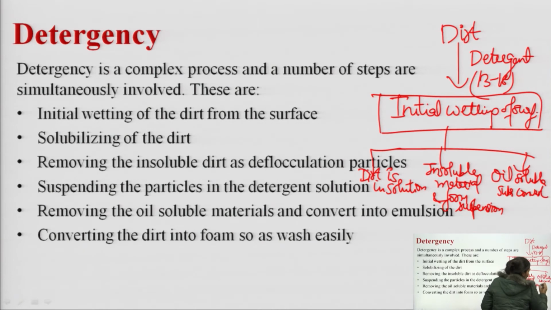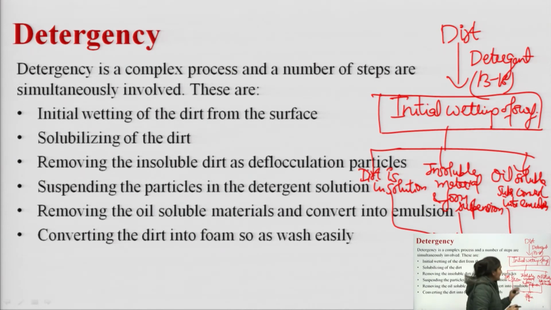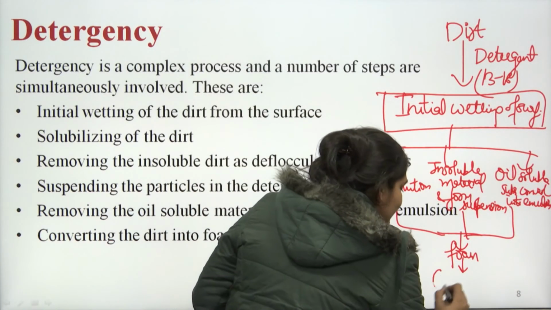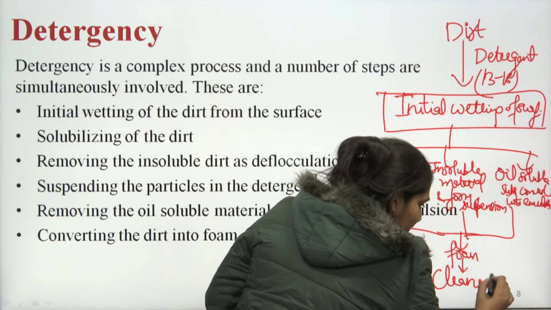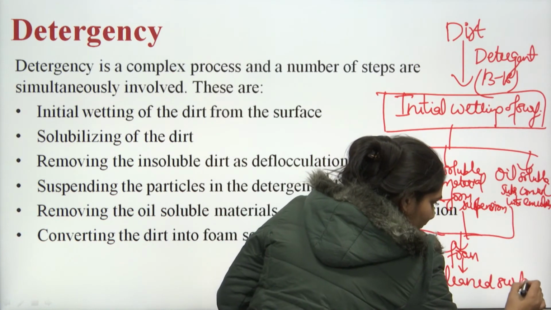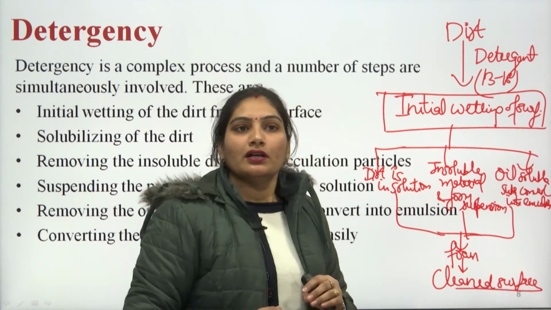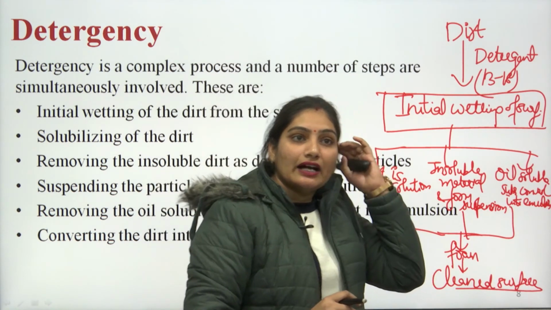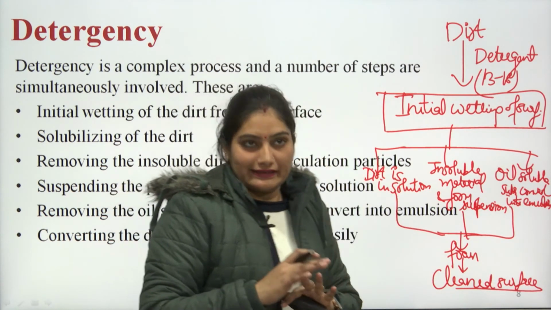Substances converted into emulsion. And after these 3 processes, there will be formation of foam, and in the foam the dirt is easily washed away and a cleaned surface is obtained. This is the phenomena of detergency.